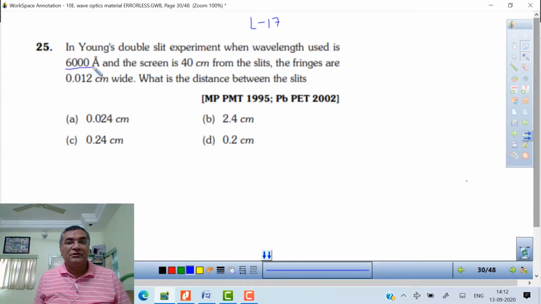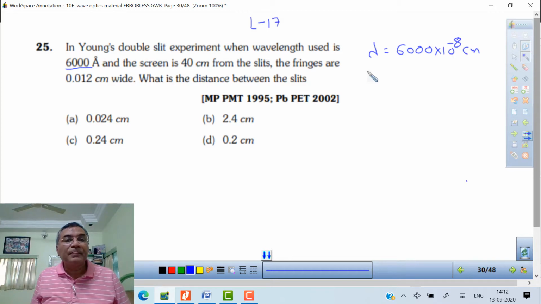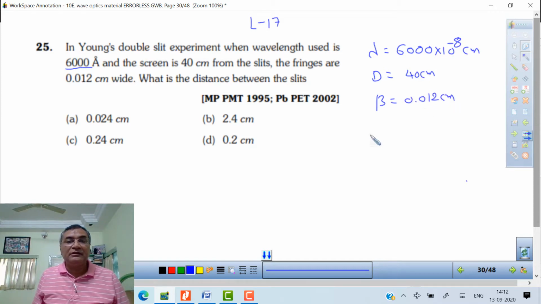So this is your lambda equal to 6000 angstrom. I always said that the answer is in centimeter, so from the beginning you convert into centimeter. Screen is how far? The 40 centimeters, so capital D is 40 centimeter. The fringes are wide, so beta is equal to 0.012 centimeter. Now calculate the distance small d. So it's a very simple problem.